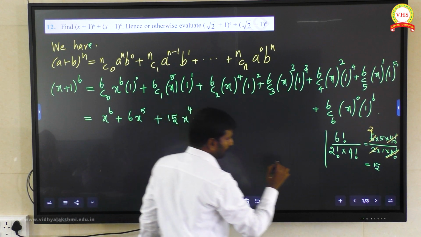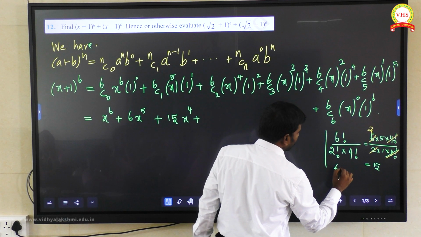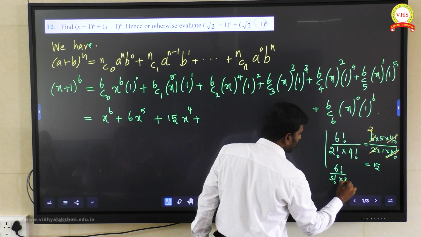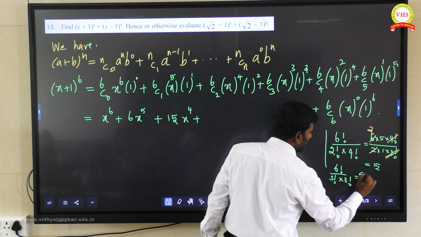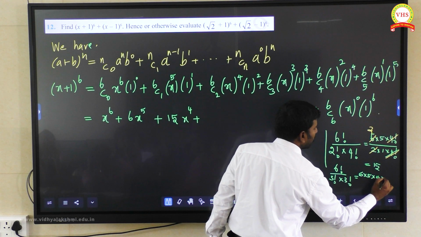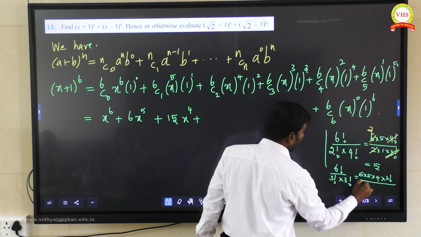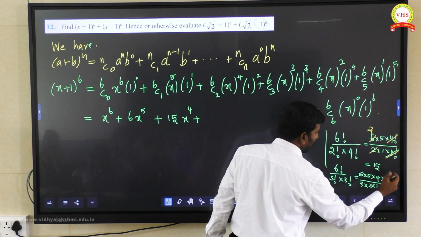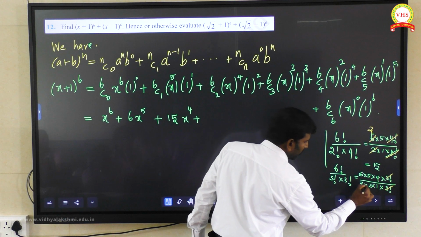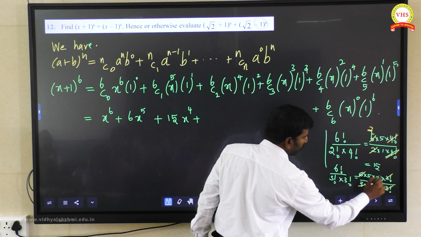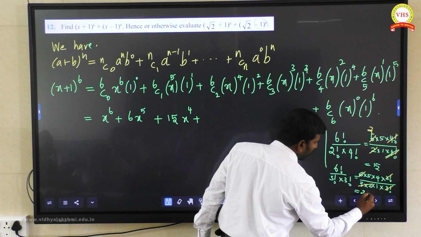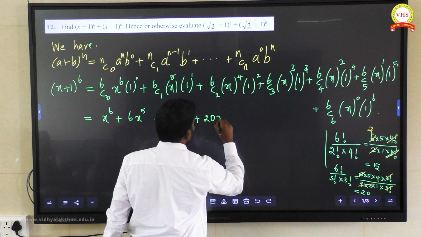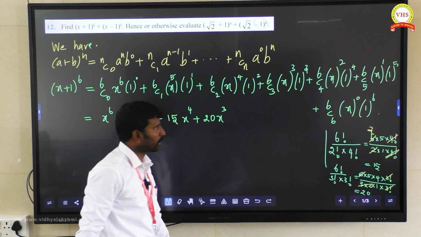And 6C3, in the sense 6 factorial divided by 3 factorial, 6 minus 3, 3 factorial you will be getting. Then 6 into 5 into 4 into 3 factorial, divided by 3 into 2 into 1 multiplied by 3 factorial. Now we can cancel the 3 factorials. Then remaining, 3 twos are 6 and this 6 will be cancelled. 5 fours are 20 you will be getting. So 6C3 in the sense 20 x power 3. 1 power anything, just leave it as it is.